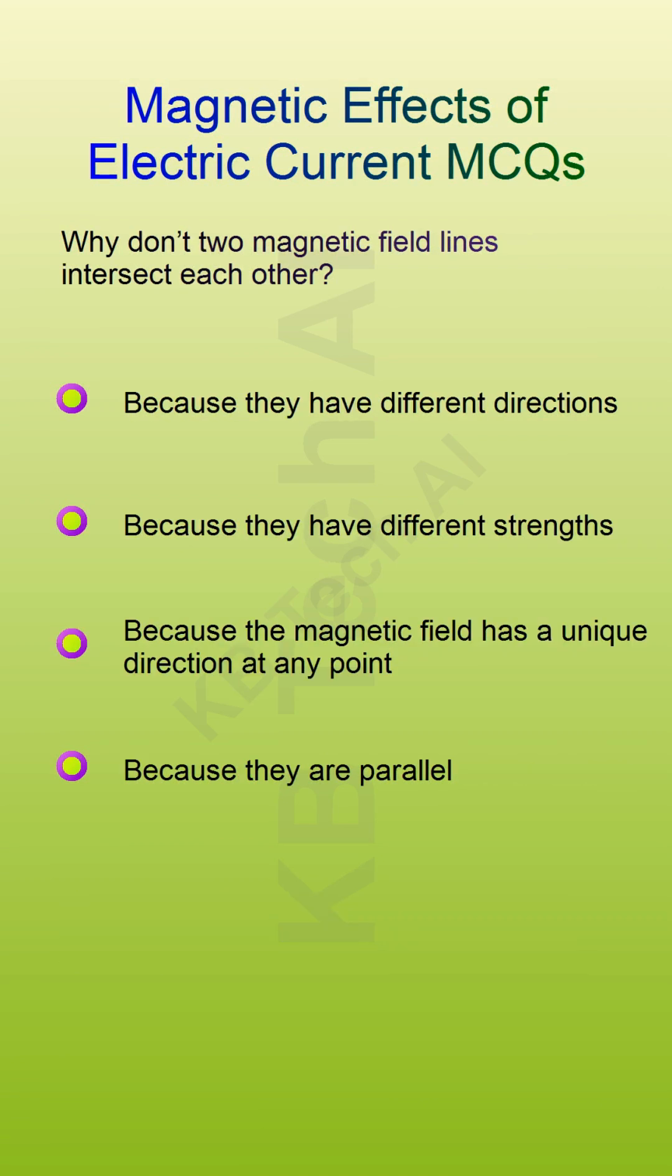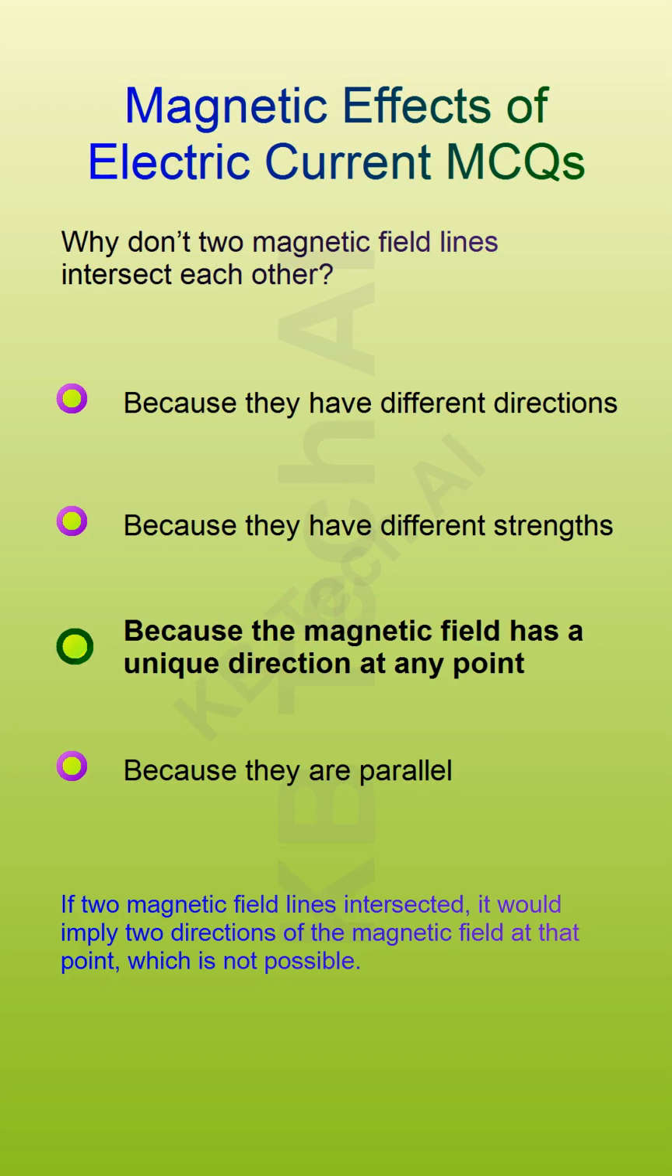Why don't two magnetic field lines intersect each other? Option 1, because they have different directions. Option 2, because they have different strengths. Option 3, because the magnetic field has a unique direction at any point. Option 4, because they are parallel. The answer is, option 3, because the magnetic field has a unique direction at any point.